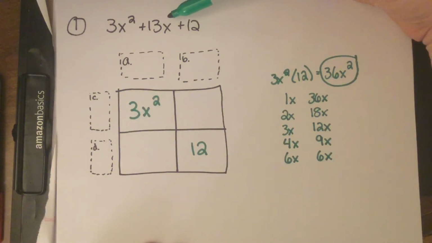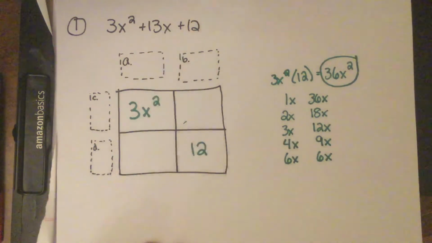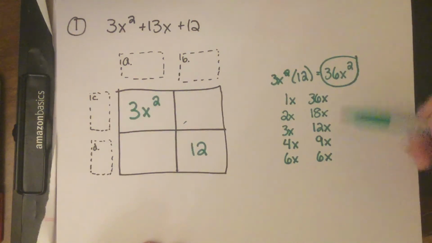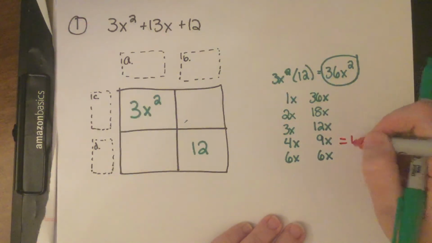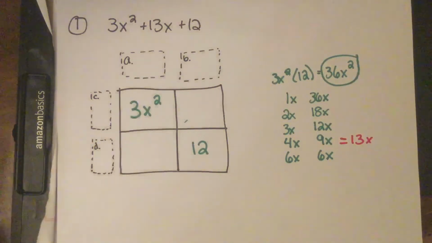That's basically what we're doing. We're figuring out what goes here on our diagonal, so it has to add up to be 13x. So we look at all of these, and 4x and 9x add up to be 13x. So those are the 2 factors we're going to use. That's what's going to go in on our diagonal.